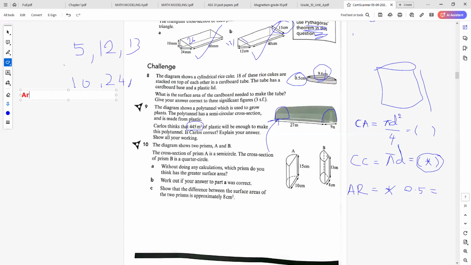Now the area of two semicircles is equal to what? Half into pi. Here d is given, right? So I will use pi d squared by 4. Pi d squared by 4, right?